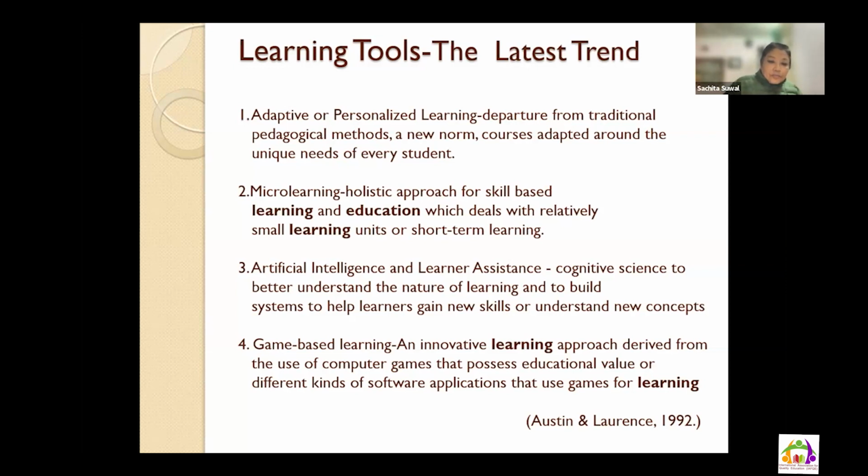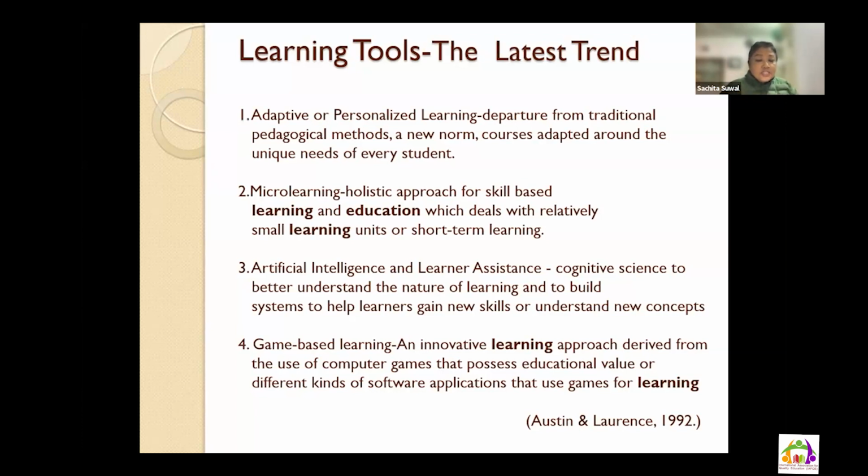And last time someone asked me about artificial intelligence. And definitely there is artificial intelligence and learner assistance. So when we talk about the cognitive science to better understand the nature of learning and to build systems to help learners gain new skills. I can see nowadays in Facebook, sometimes when I just scroll down Facebook, I can see so many people are using AI on their photographs. Their photos are there, but they have used AI. And it's a huge transformation, you look so different, you look so nice.